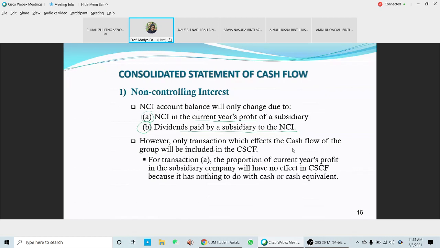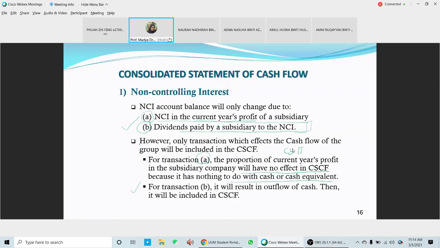cash flow statement. Okay, for transaction A, which is the current year profit in the subsidiary, there will be no effect to the cash flow statement, because there is nothing to do with cash or cash equivalent. The one that is affected here is only the dividend. So we need to focus on this one. For the NCI here, we're going to look at the dividend paid by the subsidiary to the NCI. Only the second item is going to affect the cash flow statement for the NCI. Yeah? For the NCI, the item affecting the cash flow statement is only the dividend paid.